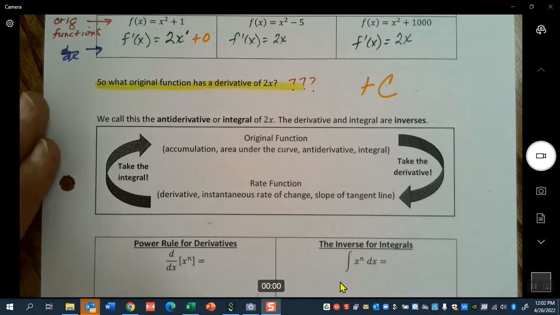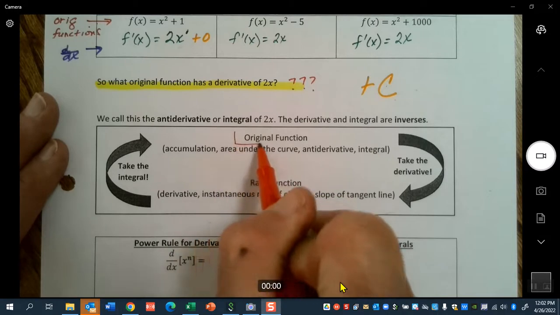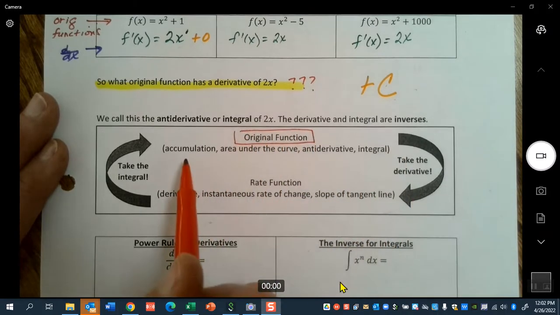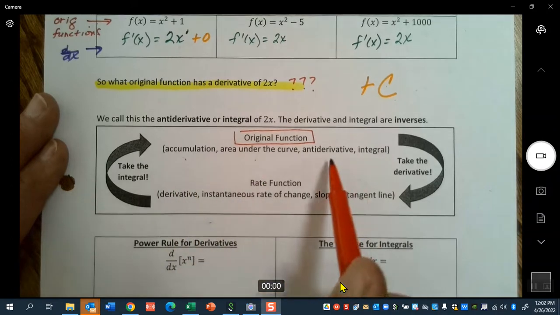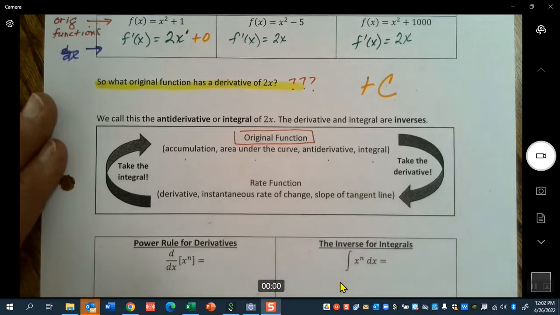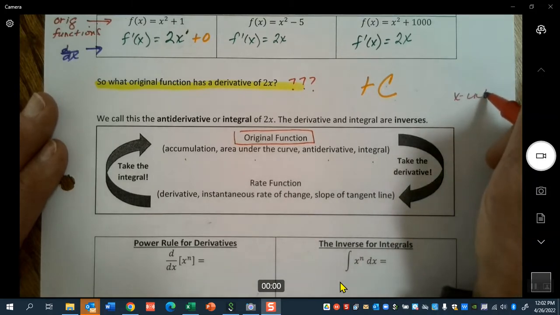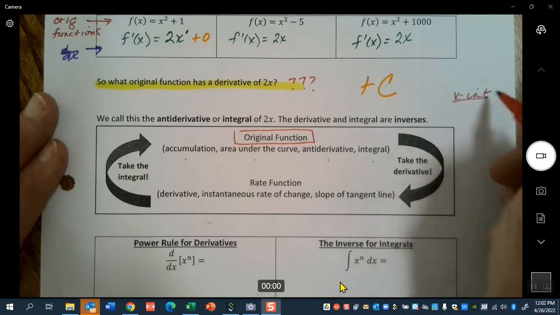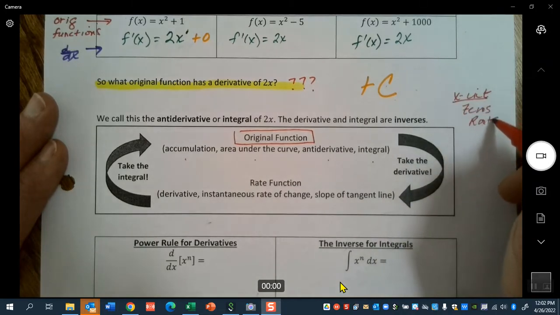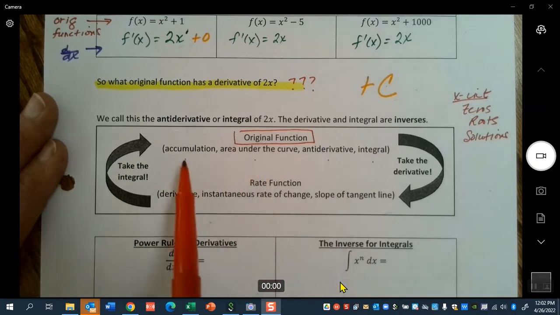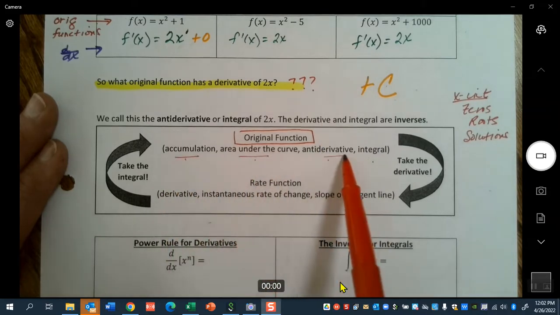So we're again going to be talking about this idea of here's our original function, and all these different names apply: accumulation, area under the curve, antiderivative, and integral. Just the same as when I talk about my x-intercepts on a graph, I can refer to them as my zeros, I can call them my roots, and I call them my solutions. Same idea, each of these is a way of referencing our original function.